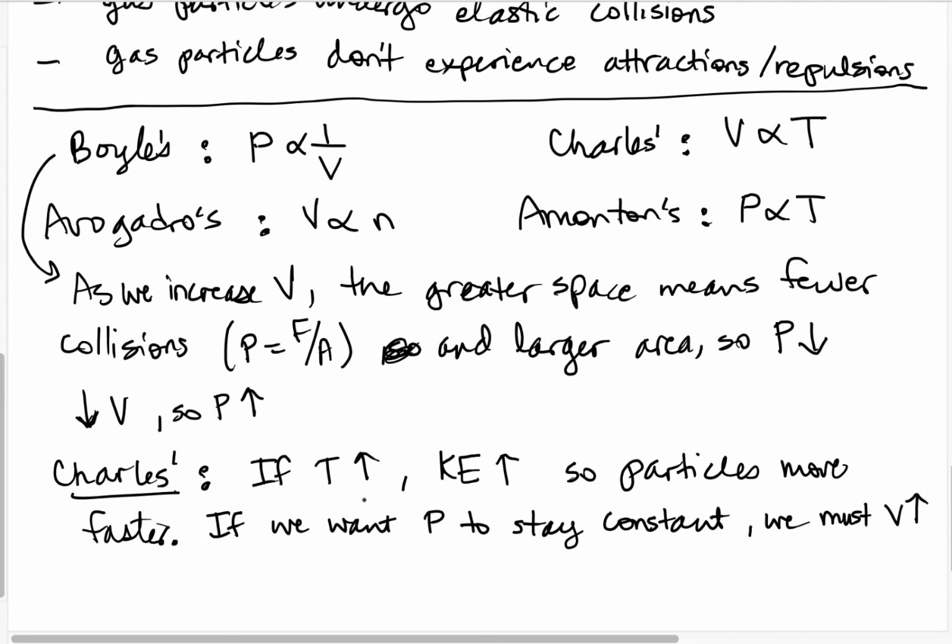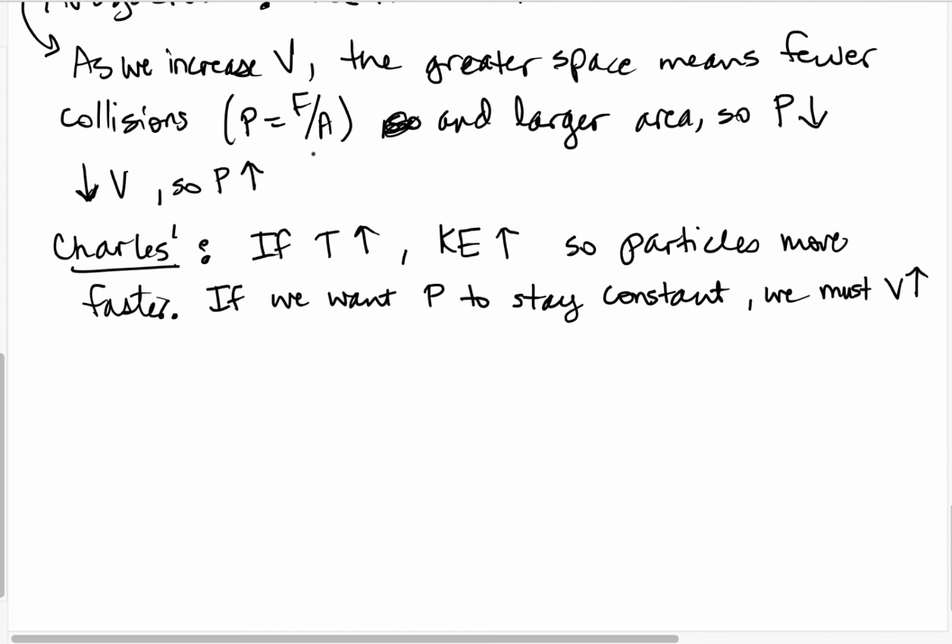And the same thing is true if we decrease the temperature. If we cool those particles down, we're going to slow those particles down. And so if our pressure needs to stay constant, we have to give it less space so that the force of those particles, the number of collisions against the wall, stays consistent with the decrease in the speed.